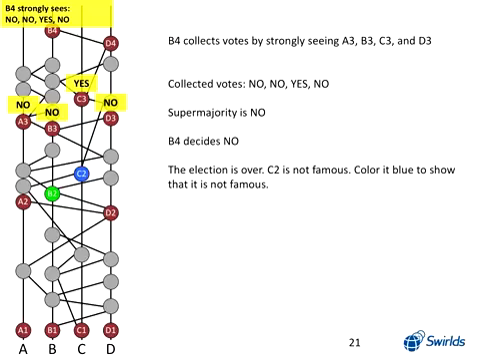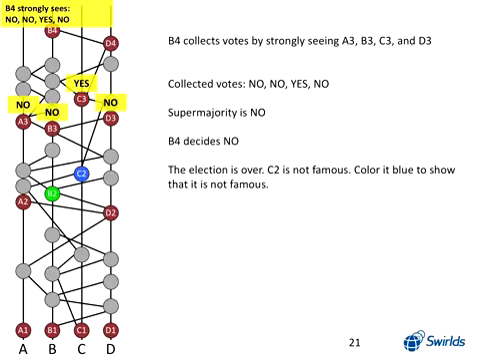C2 is definitely not famous. If we were to continue, all the other events would eventually agree that C2 is not famous. And so we're going to color it blue. We're going to use green for the famous witnesses and blue for the non-famous witnesses. So we have decided the election for C2 is over. Notice that the same witnesses voted in both elections, and the same witnesses did counts in both elections. And you've now seen 2 full elections.